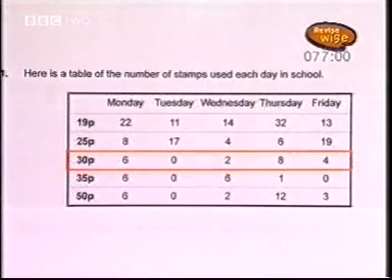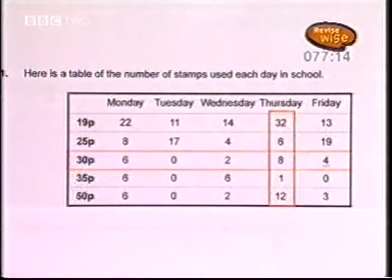So, for example, this row across tells you how many 30p stamps were used on each day of the week. 6 on Monday, none on Tuesday, 2 on Wednesday, 8 on Thursday, and 4 on Friday. This column downwards tells you how many stamps were used on Thursday. 32 19p stamps, 6 25p stamps, 8 30p stamps, 1 35p stamp, and 12 50p stamps.